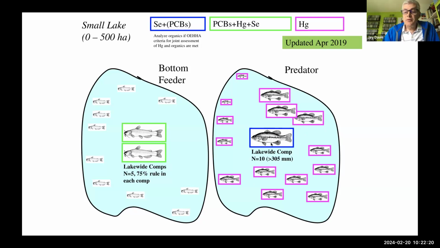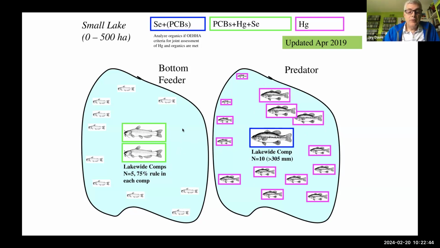We also take some of the large legal-sized bass and make a composite that we can use for organics analysis. So we analyze mercury in all the individuals, and we can use a composite for the organics. If we don't have a bottom feeder, then we use largemouth bass for organics.